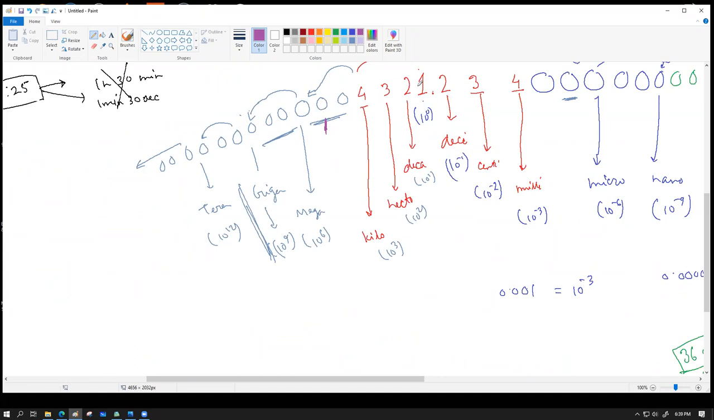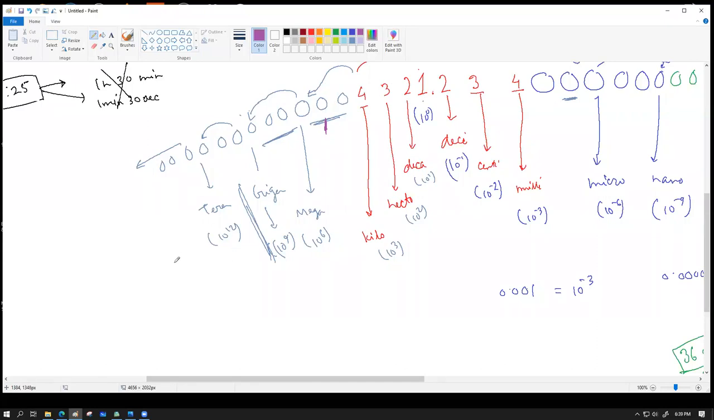So let's say, what place is this? If I go from here, this is unit, 10, 100, 1000, then two divisions before 1000.